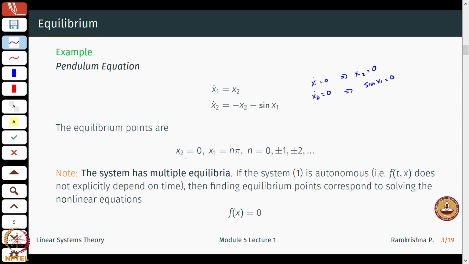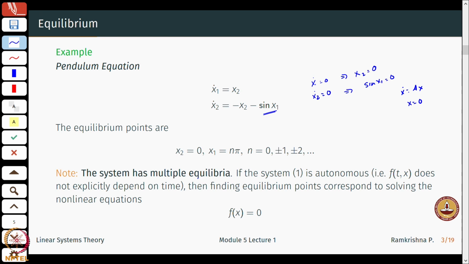What is different or unique about this system is that it has multiple equilibria. If I were just to look at linear systems, we were essentially looking at x dot equal to Ax, and if A was full rank or invertible, then the origin was the equilibrium. So this, to begin with, is a nonlinear system. The nonlinearity appears in this term here, and this system is seen to have multiple equilibria.